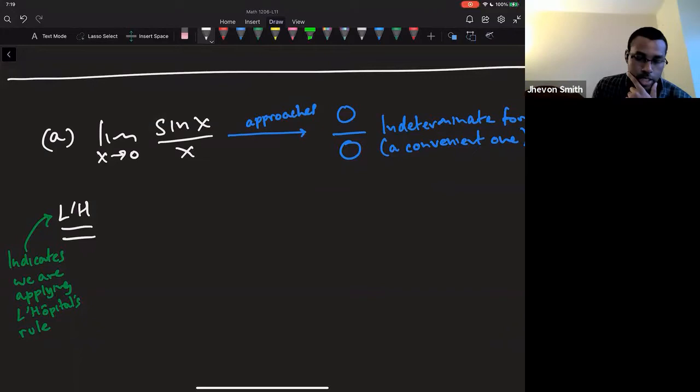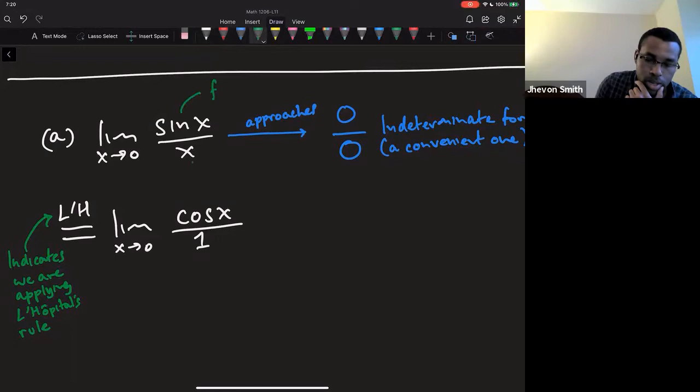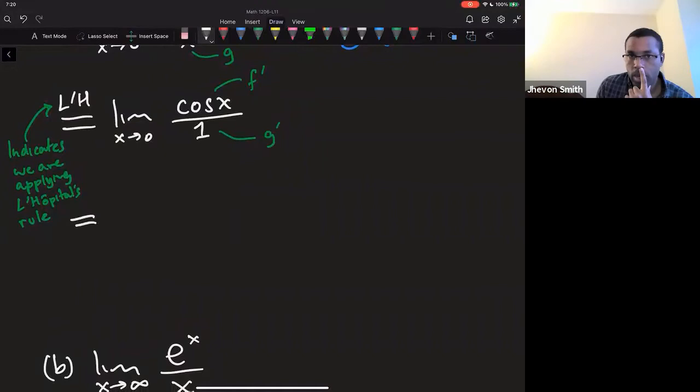And so what L'Hopital's rule says is that this original limit, since it's approaching zero over zero, will be the same as the limit as x approaches zero of cosine x over one, because that's the derivative of sine x, and the derivative of x is just one. If this were f and that was g, then this is f prime and that's g prime. Now it's easy to see: this approaches cosine of zero, which we know is one, the answer we knew we should have gotten.